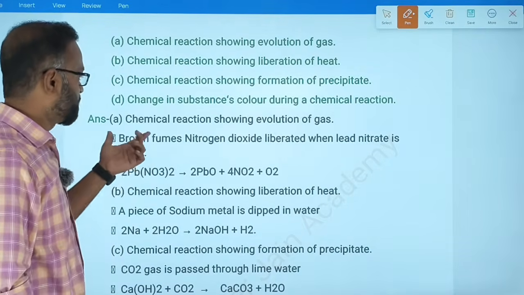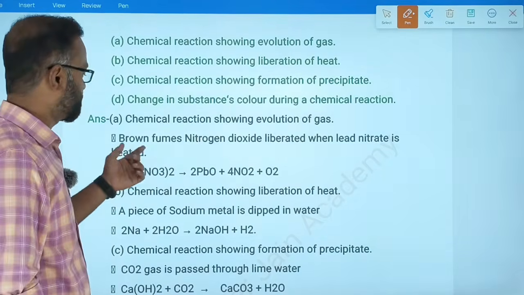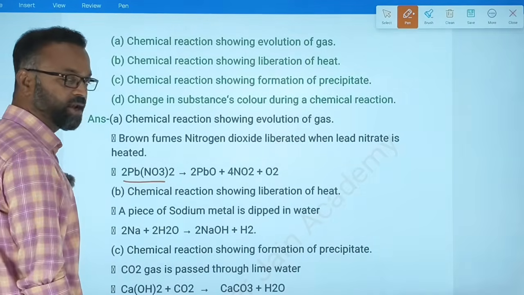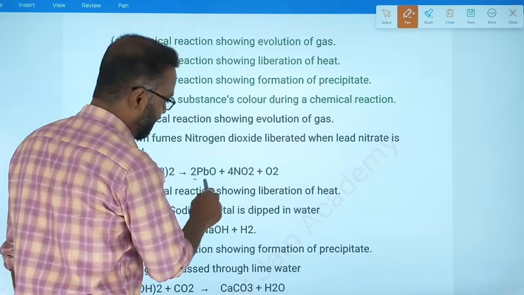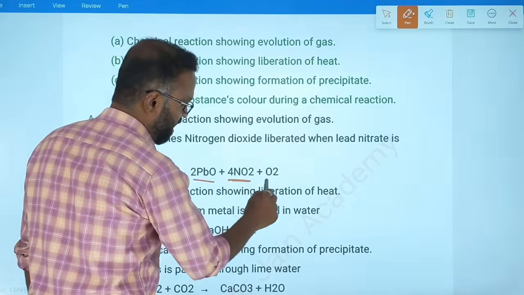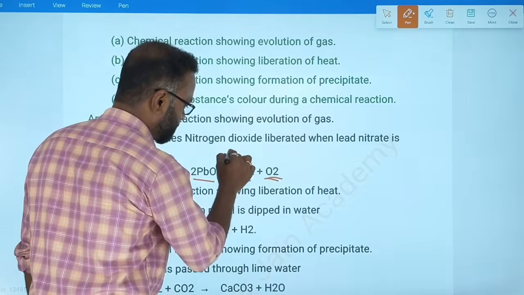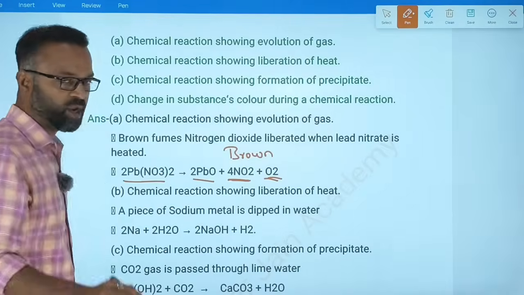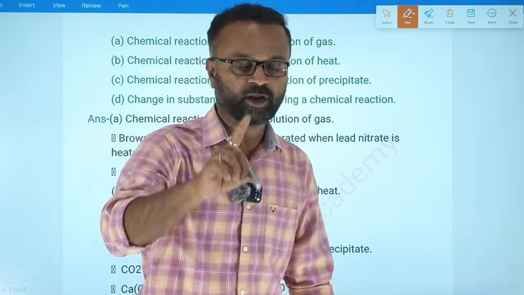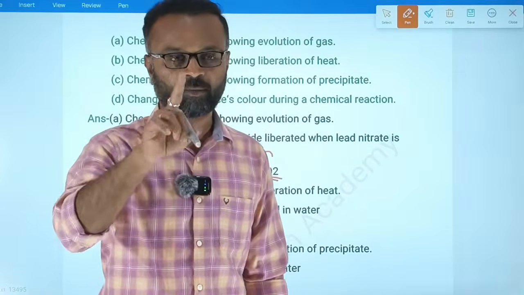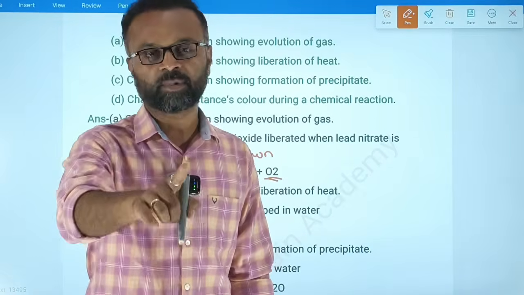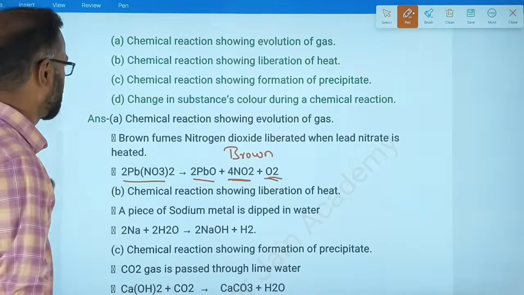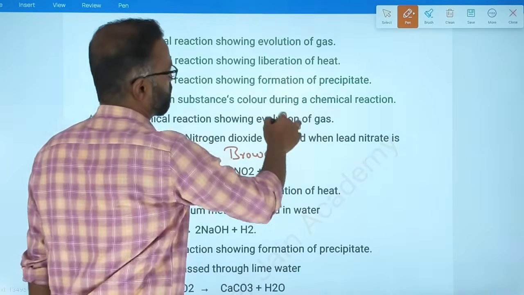Now see here. Chemical reaction showing the evolution of gas. Lead nitrate, Pb(NO3)2, when heated, it will form lead oxide and nitrogen dioxide. This nitrogen dioxide is which color? Brown color fumes. Whenever they ask any question related to the heating of lead nitrate or brown color fumes, those brown color fumes are nothing but NO2, that is nitrogen dioxide. Hope this is clear.